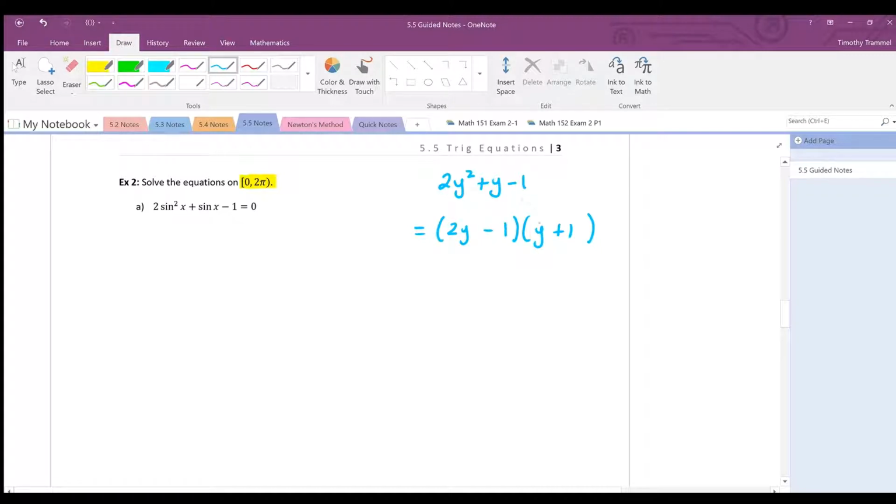If we do this, we'll get 2y squared, then plus 2y minus y, which will add up to just y, and then minus 1 times 1 will multiply to minus 1. So this is how we would factor this. And so next we want to rewrite this in terms of sine. So this 2 sine squared x plus sine x minus 1 equals 0 can now be written as 2 sine of x minus 1 times sine of x plus 1. And this is all equal to 0.